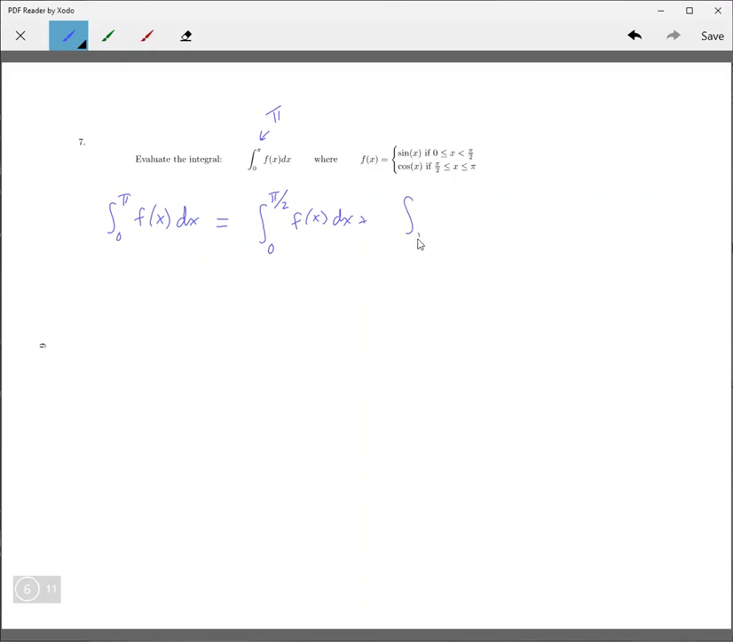You can split it up on the interval and take it on part of the interval and then the other part. No, that's perfectly fine to do that. Okay, so you split up into 2 integrals like this. Okay, now from 0 to pi over 2, where you're integrating here, it's just sine x.